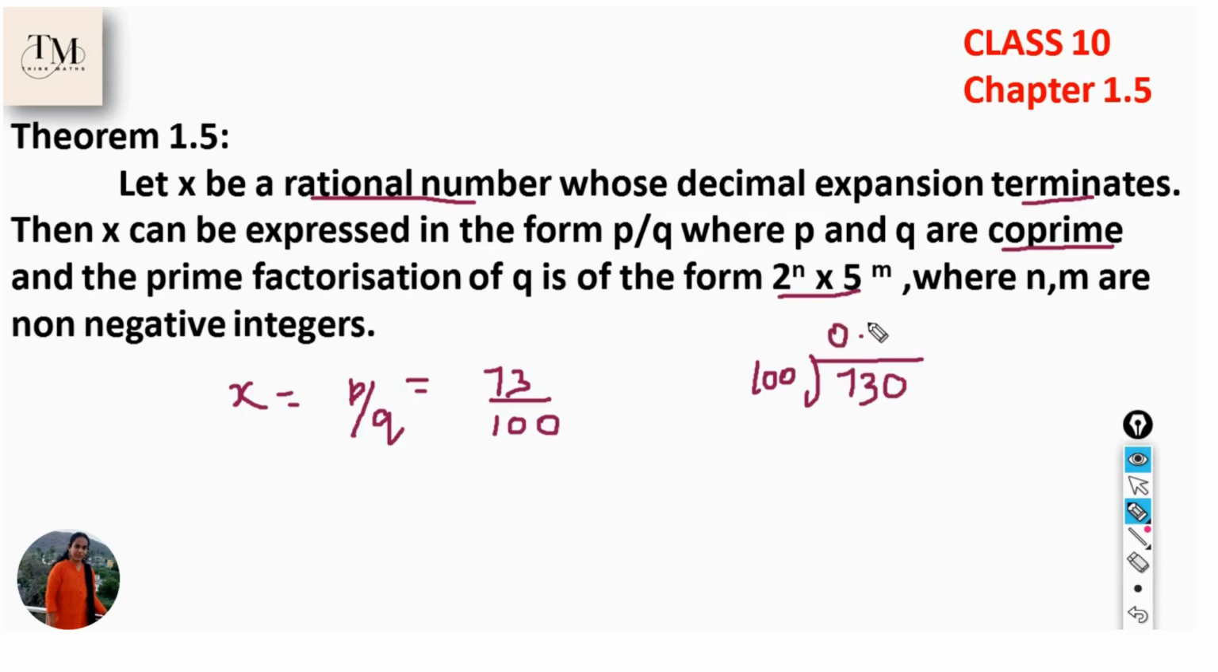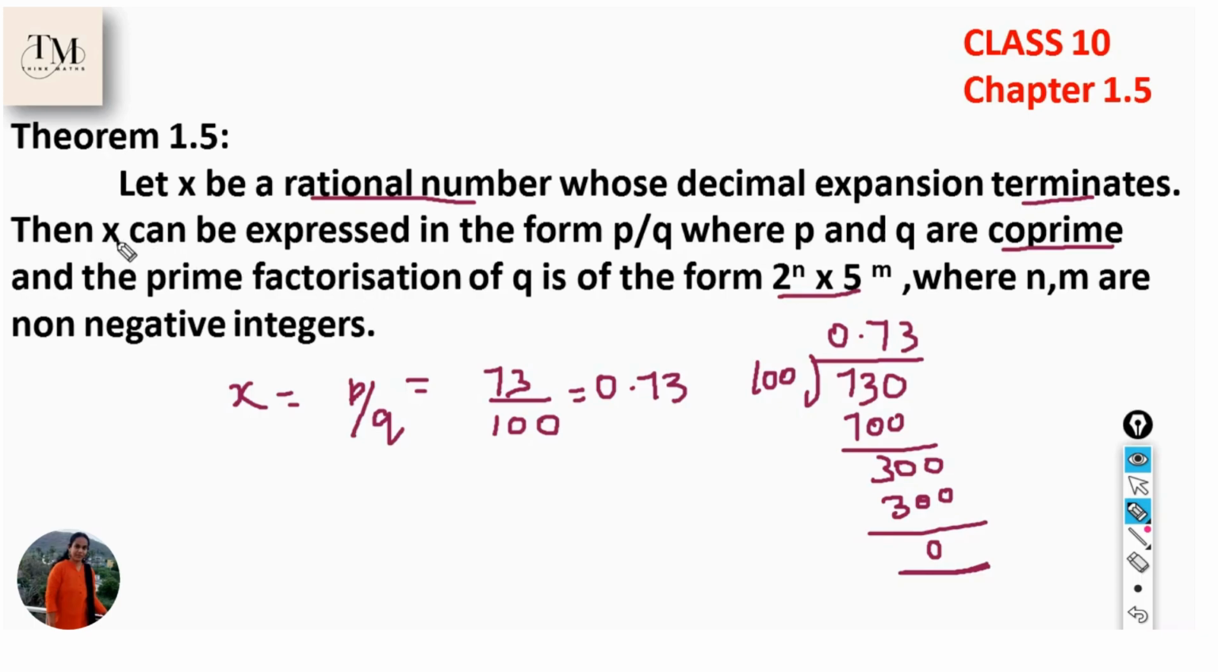So 730. This goes 7 times, 7 into 100 is 700. Remaining will be 30, so I can add one 0. It goes 3 times, so 300. So the answer is 0.73, as it ends with 0. The remainder is 0. So the answer is 0.73. That is, it has a decimal expansion which terminates.